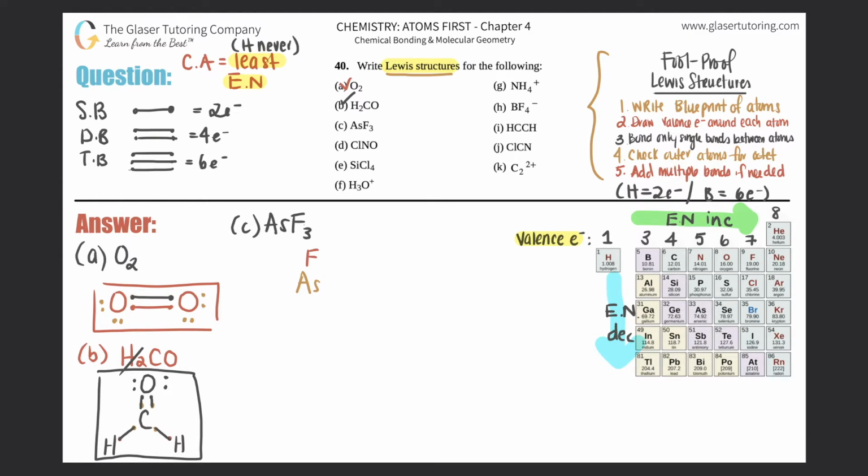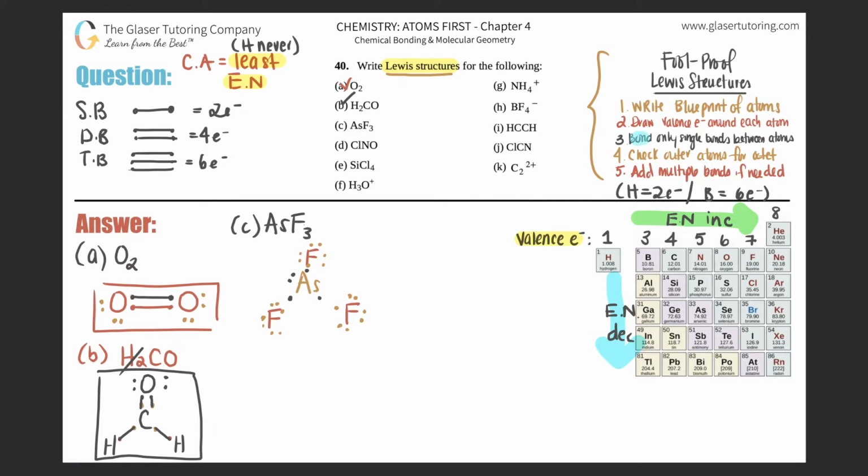We'll put F, F, and F. And now we will draw the valence electrons. So we just did the blueprint. Now we draw the valence electrons. So each arsenic has 5 valence. Each fluorine has 7. So 5 dots around arsenic, 7 around fluorine. So I'll say 1, 2, 3, 4, 5. And then for fluorine, 1, 2, 3, 4, 5, 6, 7. 1, 2, 3, 4, 5, 6, 7. And then we'll do 1, 2, 3, 4, 5, 6, 7.